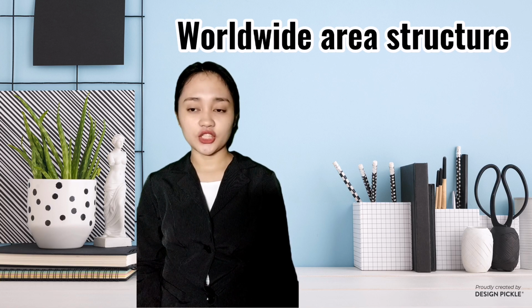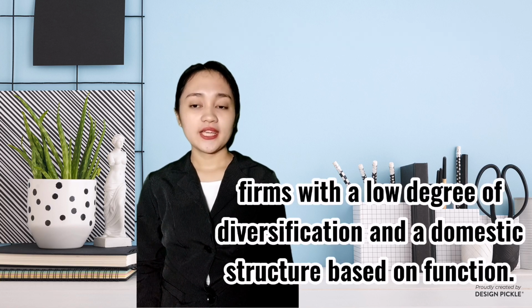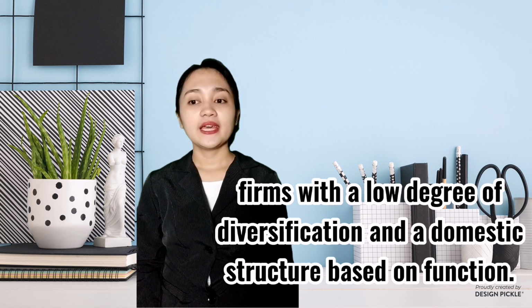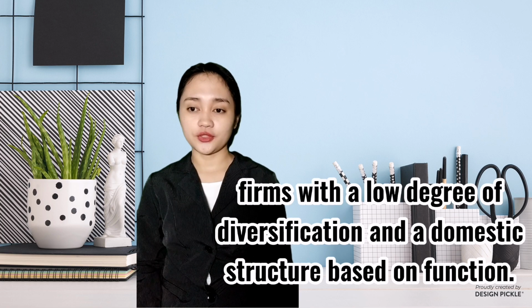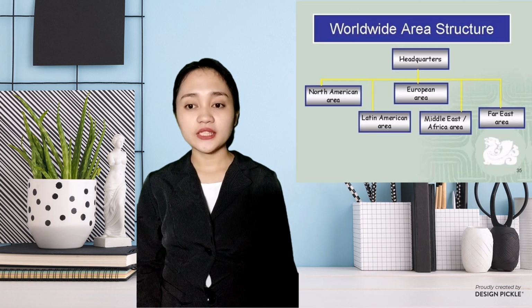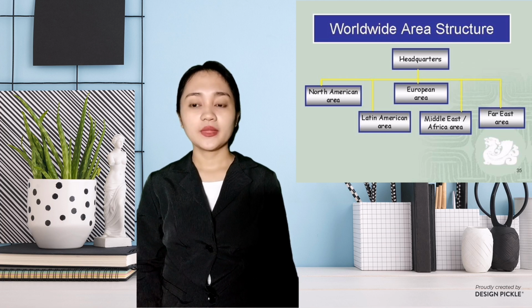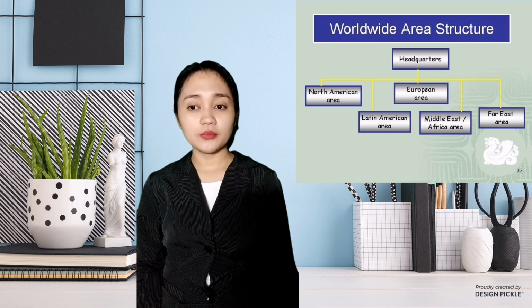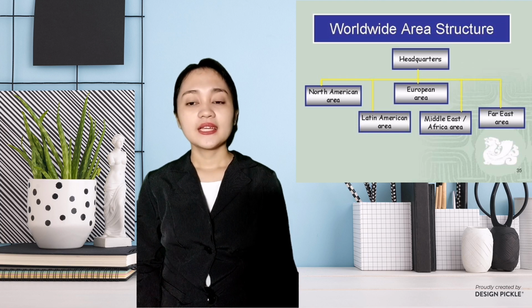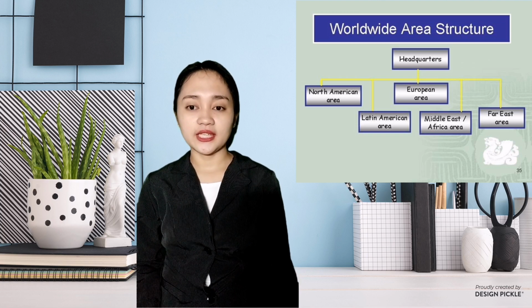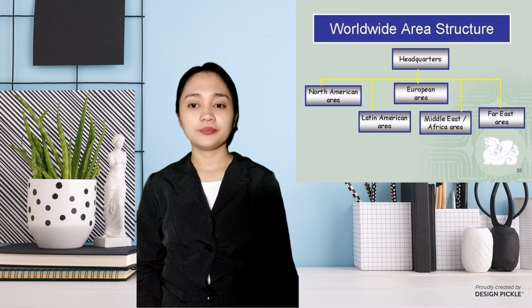As firms continue to expand, they could also shift towards a worldwide area structure. This structure is favored by firms with a low degree of diversification and a domestic structure based on function. It facilitates local responsiveness and it's consistent with localization strategy. It divides the world into autonomous geographic areas, decentralizes operational authority, and could possibly result in fragmentation of the organization.